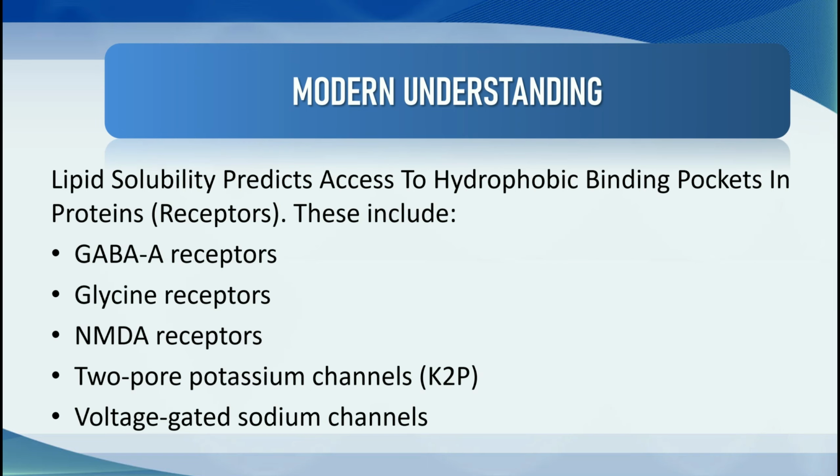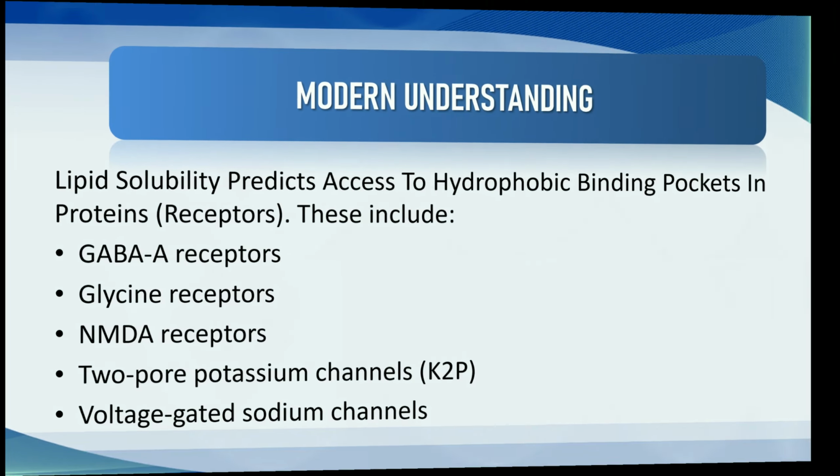And we now understand that lipid solubility predicts access to hydrophobic binding pockets in proteins. In other words, receptors. So within these lipid areas, we have our receptors: GABA A receptors, glycine receptors, NMDA receptors, 2-pore potassium channels, voltage gated sodium channels. And these are the receptors and the channels through which anesthetics actually work. So why is the lipid thing important?